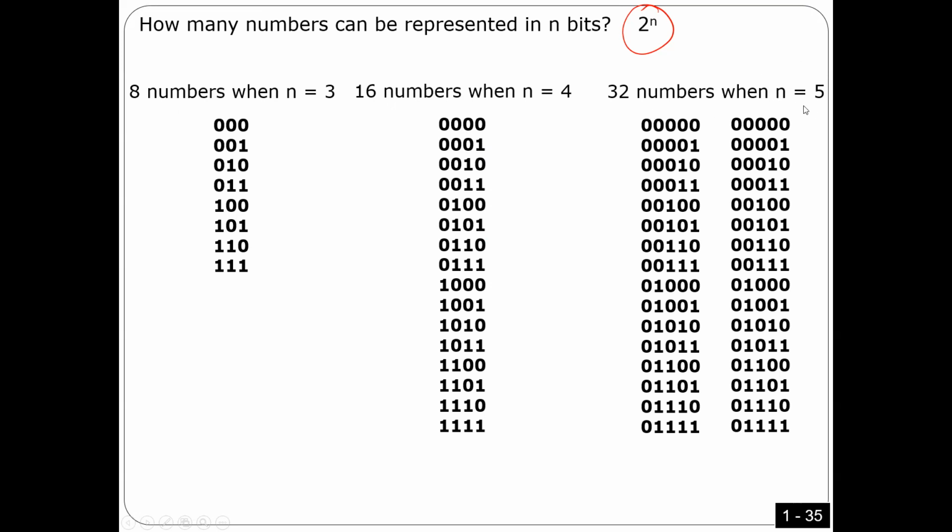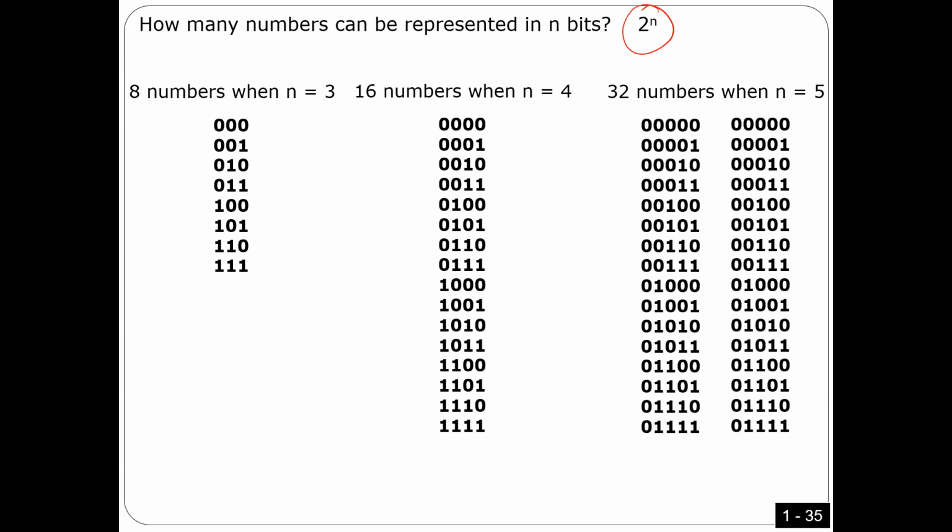In general, for any n, how many different combinations can we have? 2 to the power of n. Is that okay? Okay. So now, in case of unsigned numbers, I'm going to use all these combinations for 0 and positive only. But for signed numbers, I'm going to use these combinations for 0, for positive, for negative. Make sense? Okay. So let's start with the unsigned numbers.